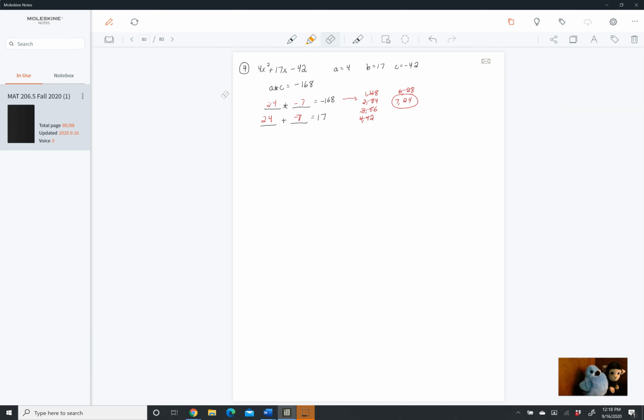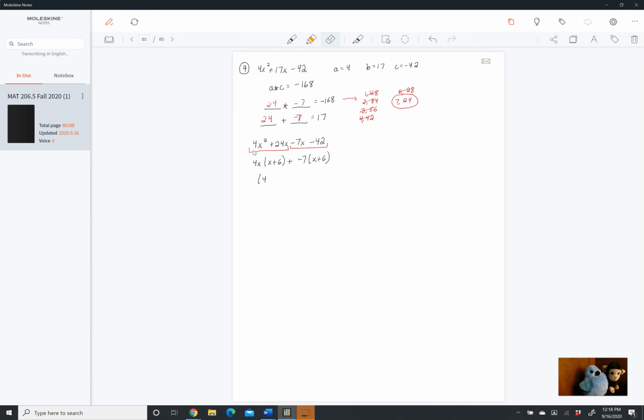We have 4x squared plus 24x minus 7x minus 42. Group it. 4x squared plus 24x and negative 7x minus 42. From the first one, we could pull out a 4x. When we pull out a 4x, we get an x plus 6. From the second one, we could pull out a negative 7. So if you see a minus here, pull out a negative. Okay. If we pull out a negative 7, then we get an x plus 6.